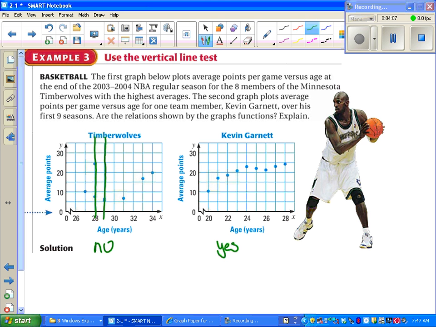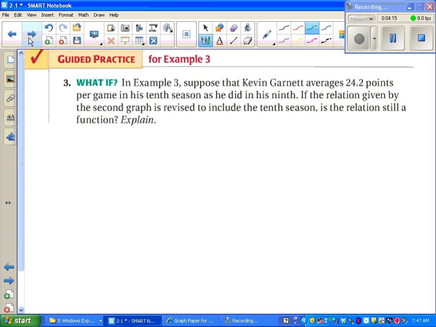And for your explanation, you would just put into words how you know this is true, talking about inputs and outputs and the vertical line test. At this point, you can pause the video and try this on your own, or you can continue on and do this later.